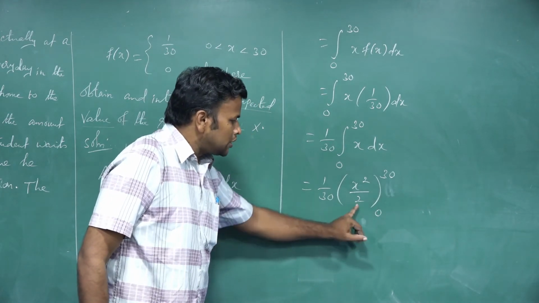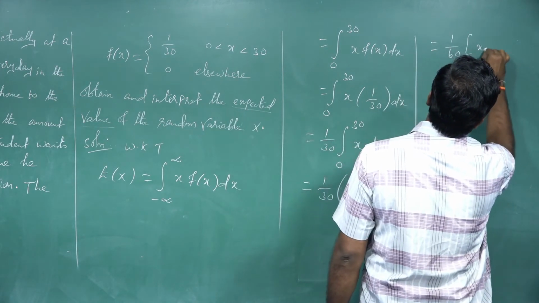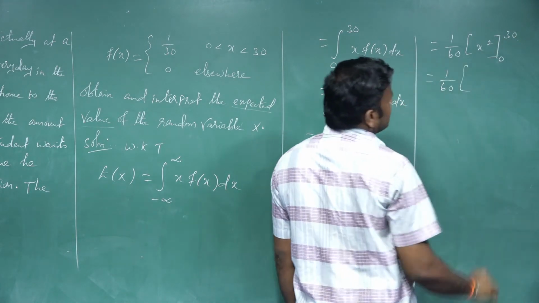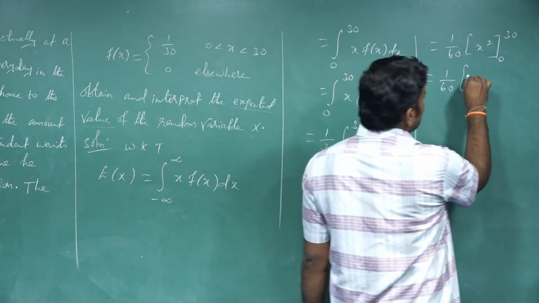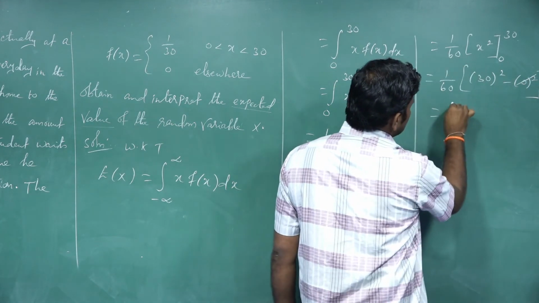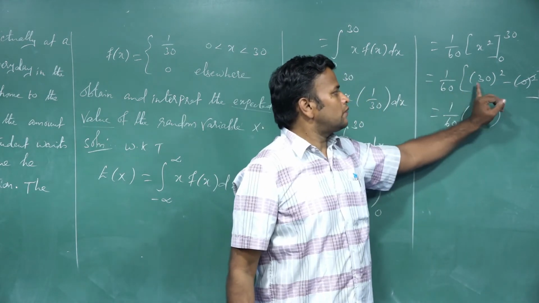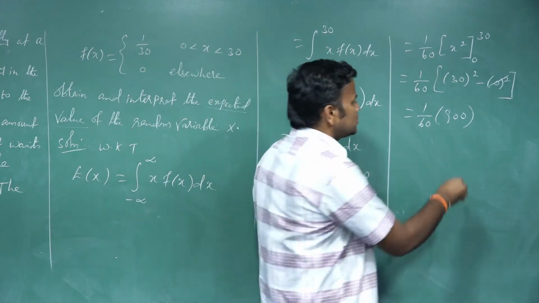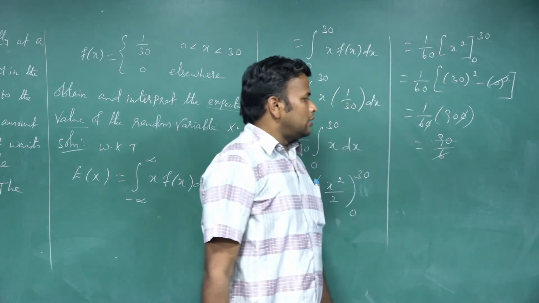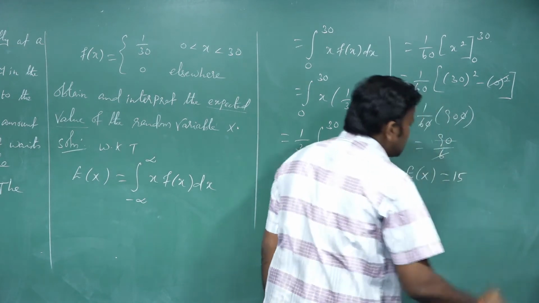First we take the constant outside: 30 into 2 is 60. So 1 by 60, x square from 0 to 30. We substitute the limits. The upper limit is 30, so 30 square, minus the lower limit 0, so 0 square, which vanishes. So 1 by 60 of 30 square. The value of 30 square is 900. One zero is cancelled, 90 by 6, and directly we cancel using the six table. So the E of x value is 15.